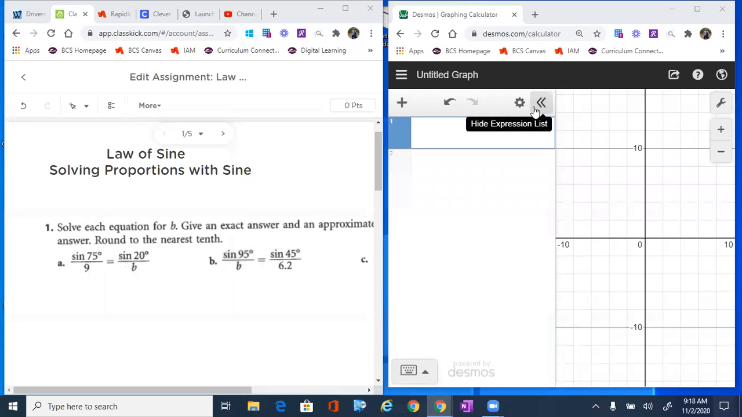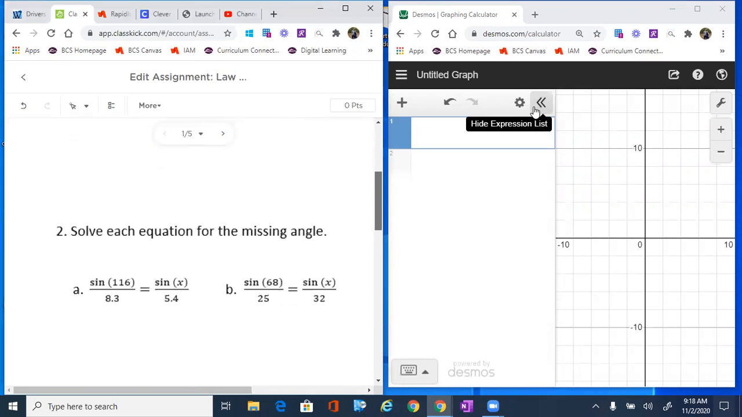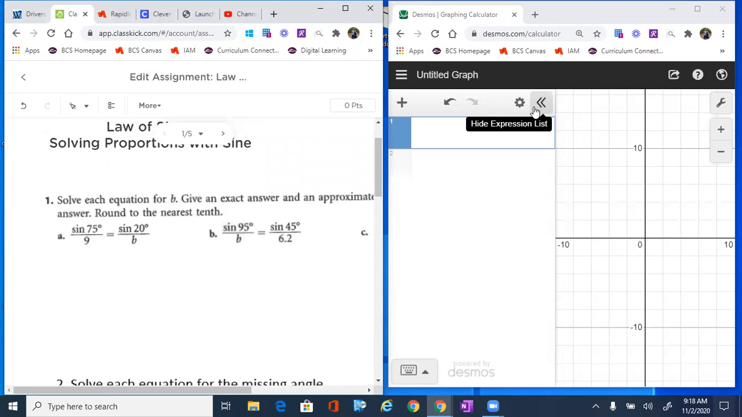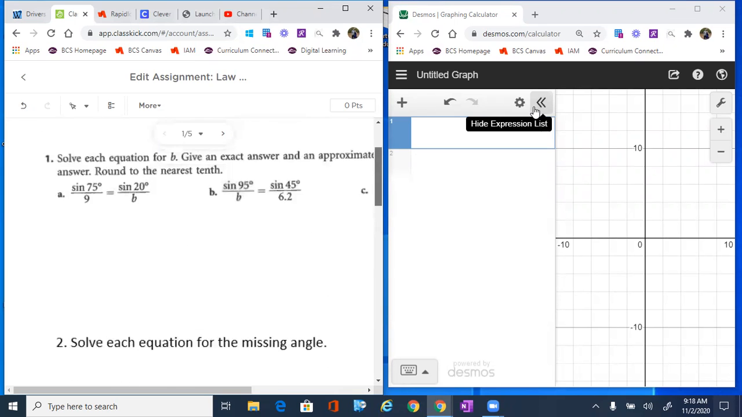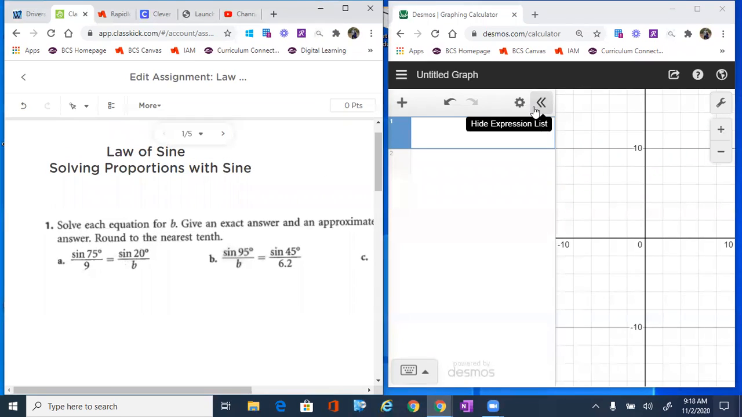All right, we're going to be solving the law of sine proportions. So we're going to look at solving for a side and an angle in this, but we're not going to use triangles at all. We are just simply going to do the logistics and the algebra of solving a proportion with sine in it. So we're going to go to number one, and then we're going to scoot down to number two. We're going to look at problem A for each one of those. And all we're going to be doing is solving each equation for B, and in the other one, solving each equation for x. So let's go ahead and get started.